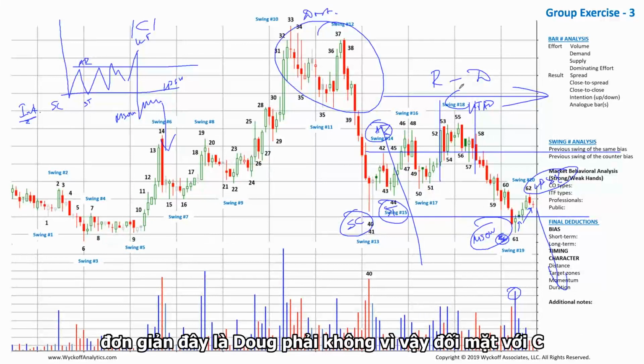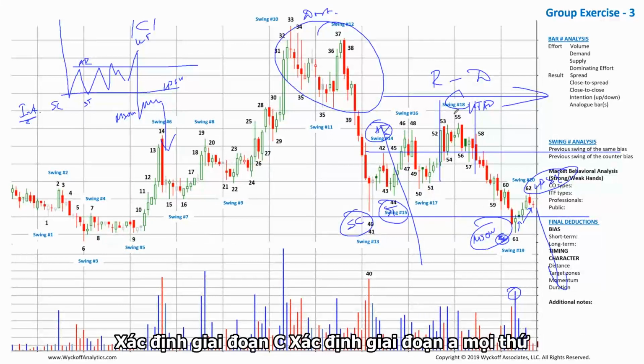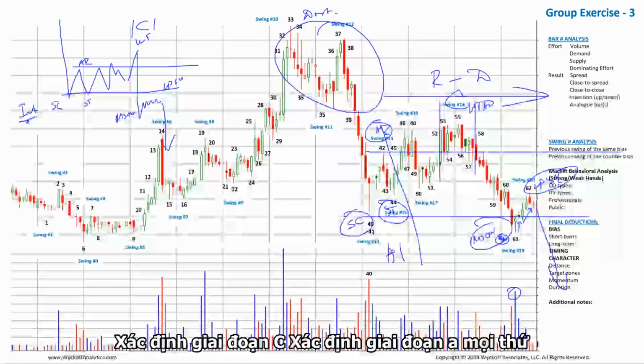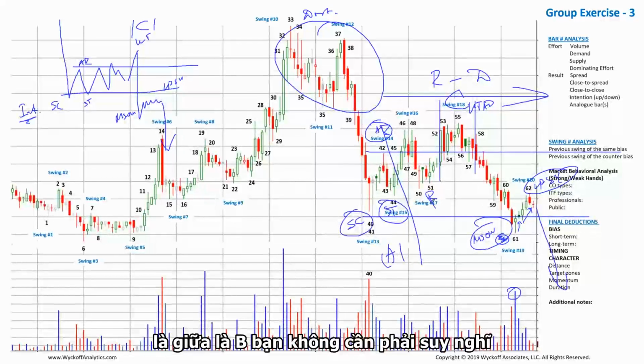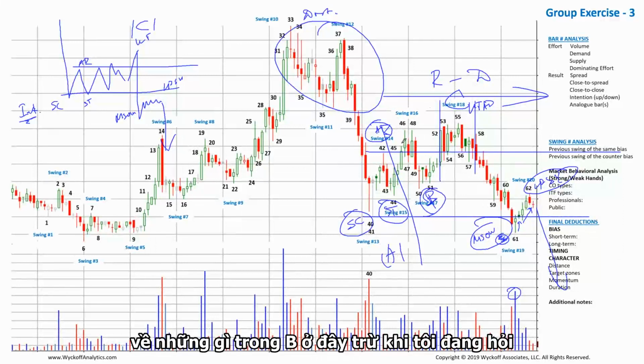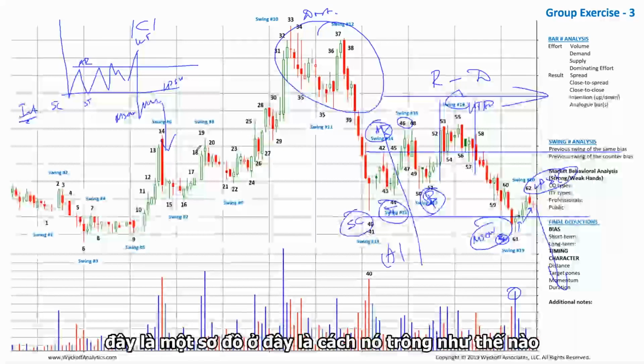See how simple this is? Define phase C, define phase A. Everything in between is B. You don't have to think about what's in B here unless I'm asking you to identify 46, 48. So just a small shortcut for you. So it looks like this. Here is a schematic. Here is how it looks.